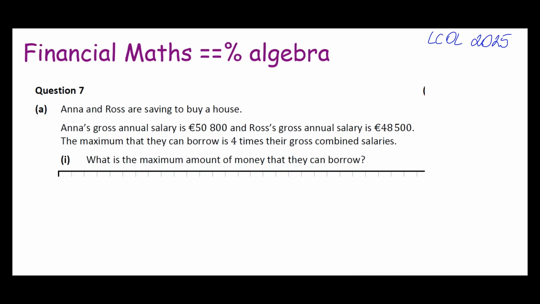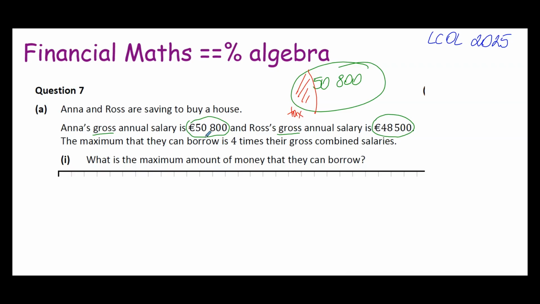Now, just a bit on vocabulary, when you are seeing that word gross, what that means is that this value includes tax. So in that 50,800, there is some slice of it that is tax. That's basically what gross means.